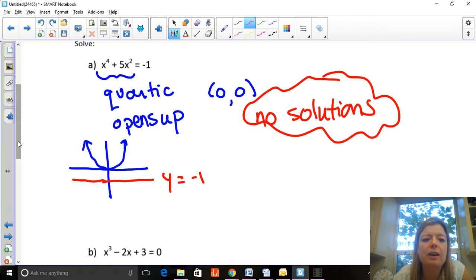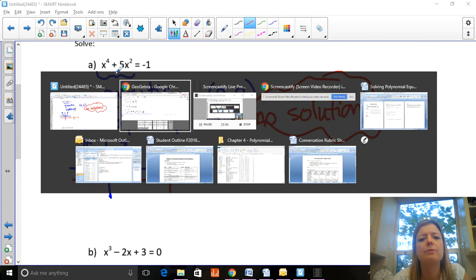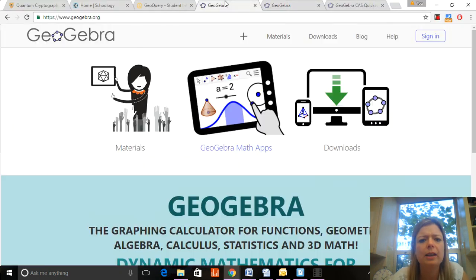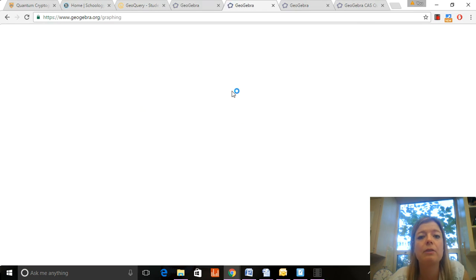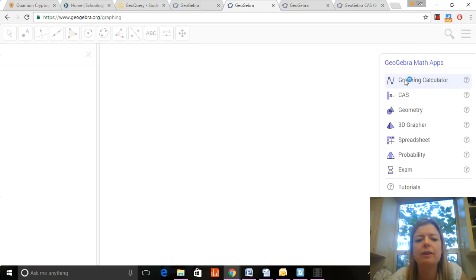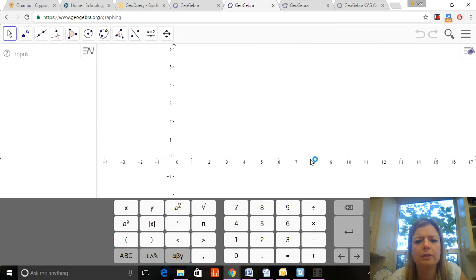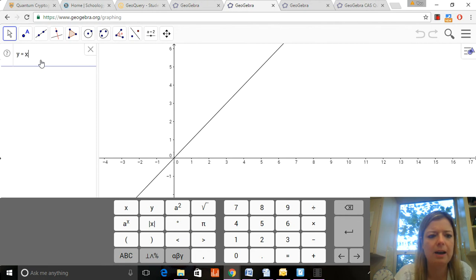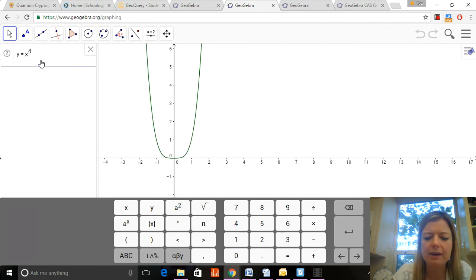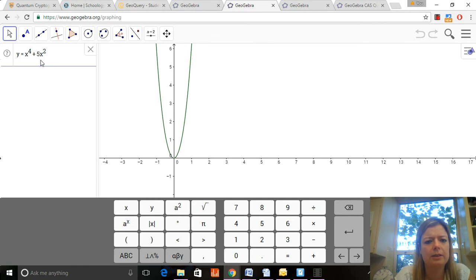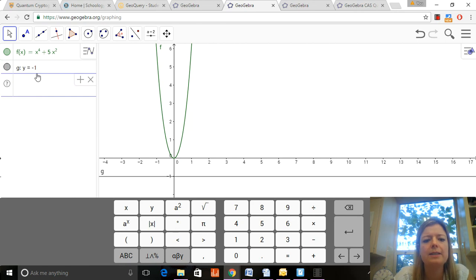You can also use a graphing calculator. You can graph both sides. So if we go to GeoGebra here, and we go back to Math Apps and open up a graphing calculator, we go into the normal graphing calculator as we're used to. If I graph y equals x to the power 4 plus 5x squared, and then I graph y equals -1, we can see that they never intersect. So that's another option.